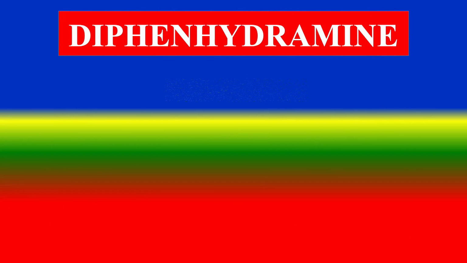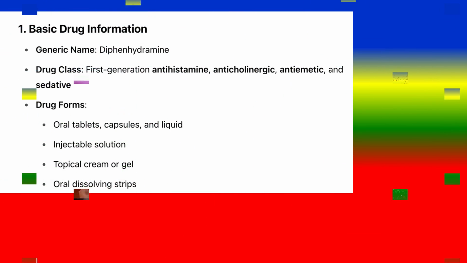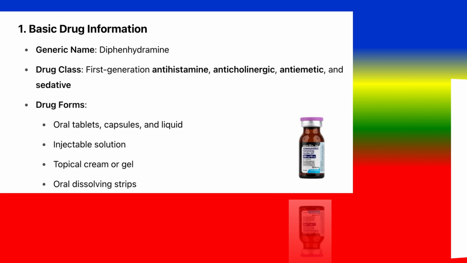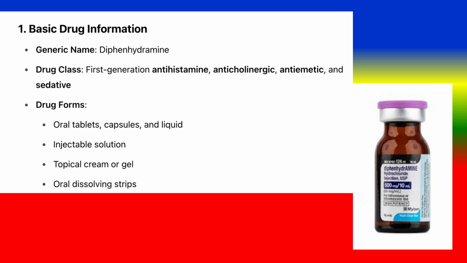Here is a comprehensive and detailed overview of diphenhydramine. 1. Basic drug information. Generic name: diphenhydramine. Drug class: first-generation antihistamine, anticholinergic, antiemetic, and sedative. Drug forms: oral tablets, capsules and liquid, injectable solution, topical cream or gel, oral dissolving strips.